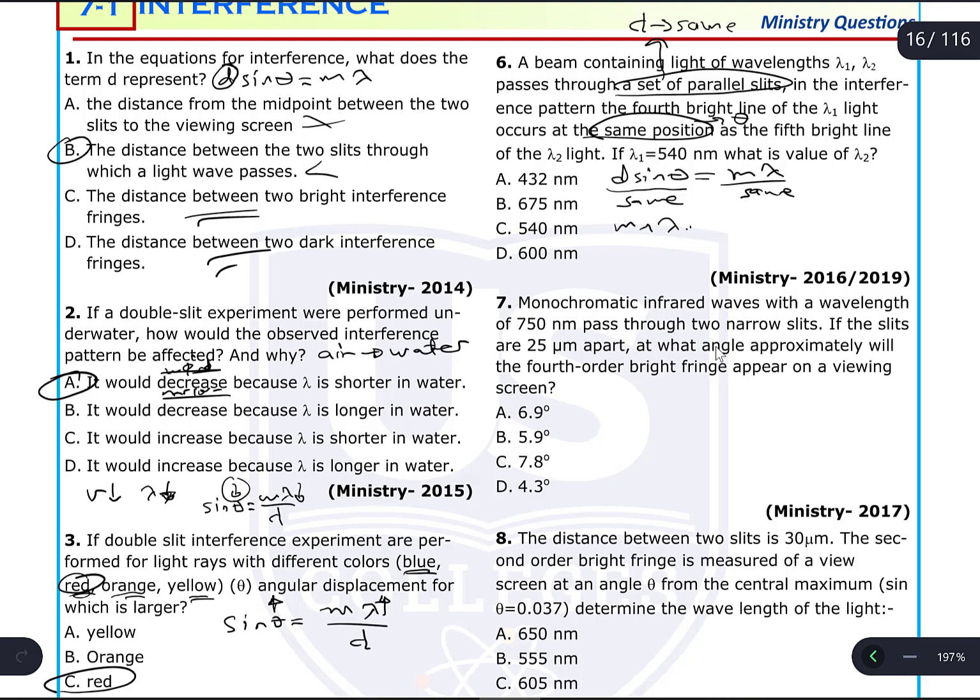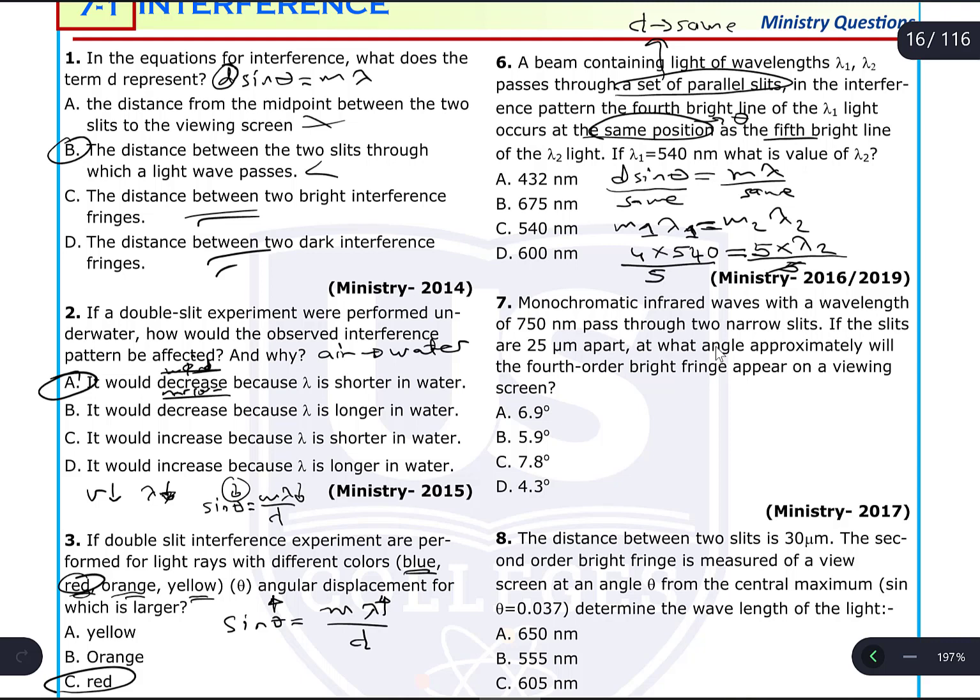m1 times lambda 1 and m2 times lambda 2 must be equal to each other because their positions are the same and their slit separations are the same for both colors. Then you write m1. m1 is the fourth bright line of lambda 1. 4 times lambda 1, which is 540, is equal to 5 times lambda 2, the fifth bright fringe of lambda 2. To calculate lambda 2, divide both sides by 5, and you will get the correct answer.